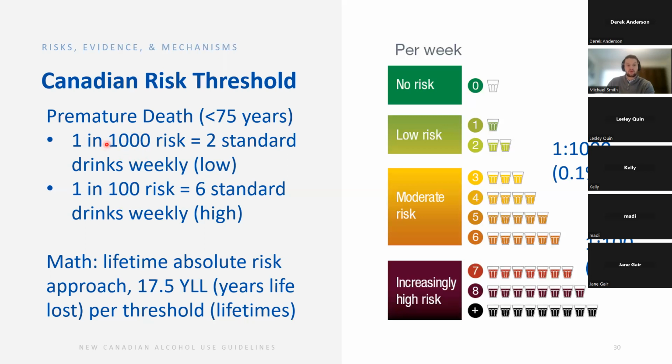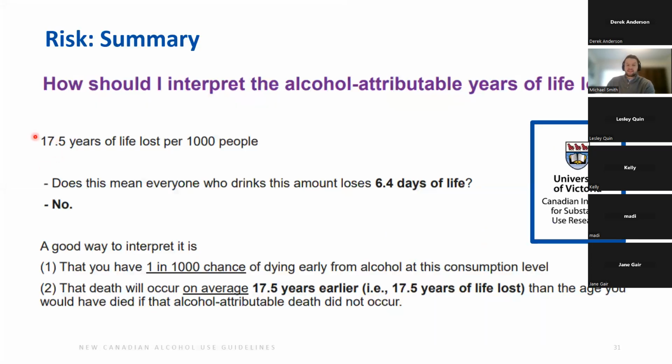So let's take the low risk category, for example. If you drink 2 standard drinks per week, there's 17.5 years of life lost per 1,000 lifetimes. Now, what exactly does that all mean? Because it might seem a bit complicated as well.